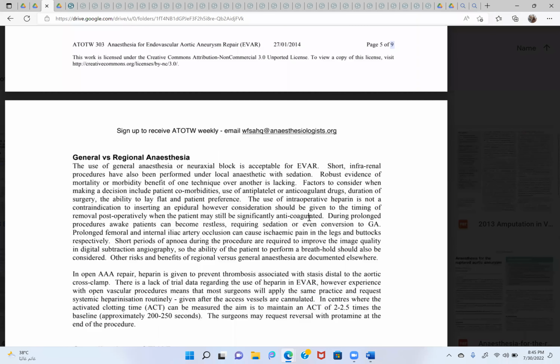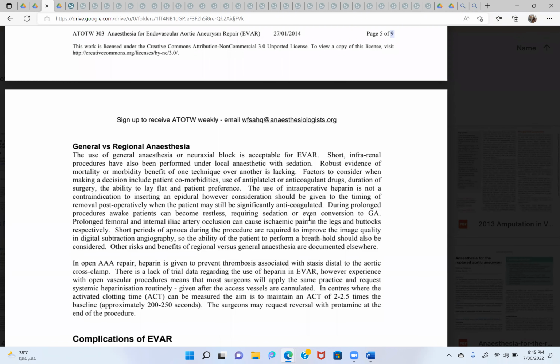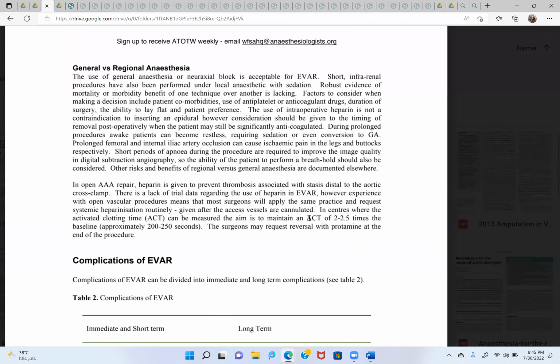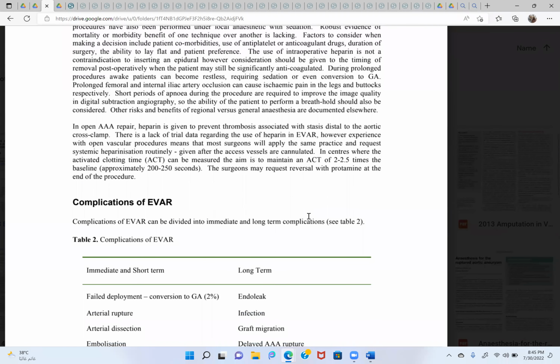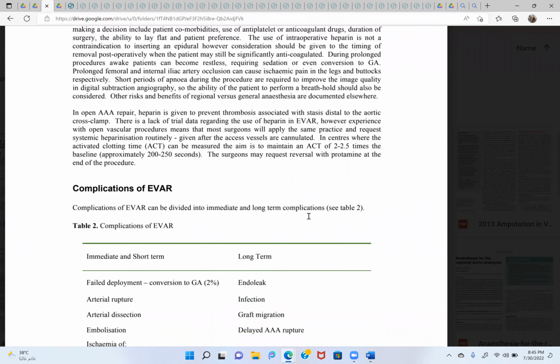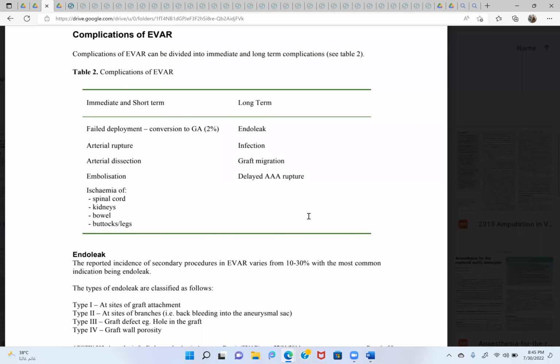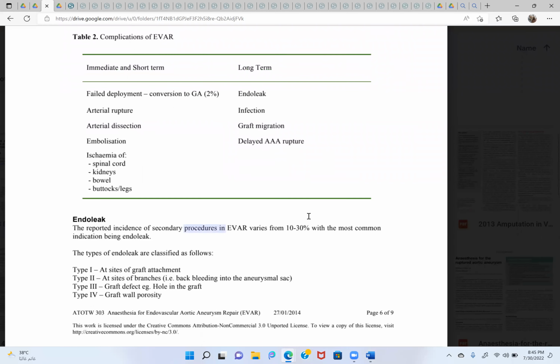So if you are thinking about giving any regional anesthesia, you have to weigh risk versus benefit. People are doing it. They can place it before to blunt the stress response, especially if it is open. Then it will be a big incision and you might need it. But usually it's a tricky decision. Not everyone will be doing epidurals in a patient who is receiving anticoagulants. So these are complications like leak and arterial rupture, dissection, embolization, ischemia of kidneys, spinal cord, bowel.